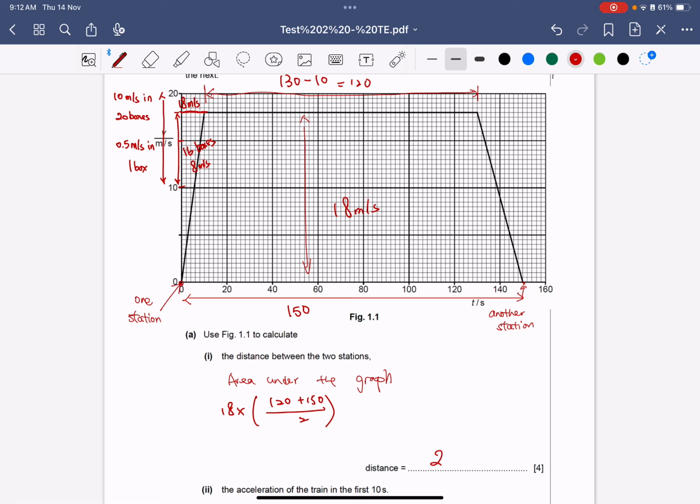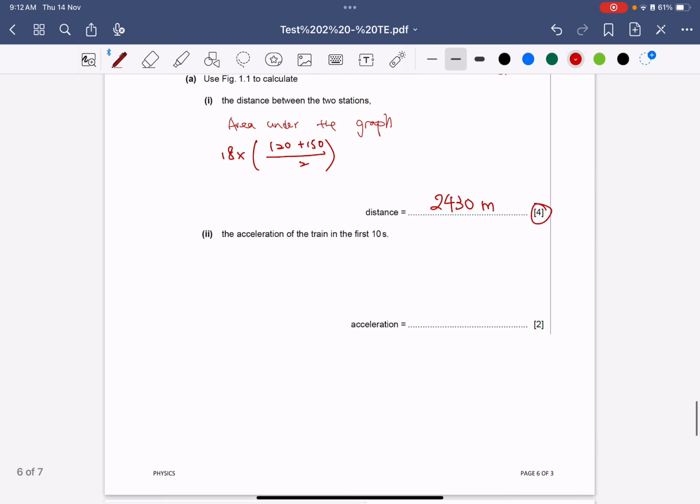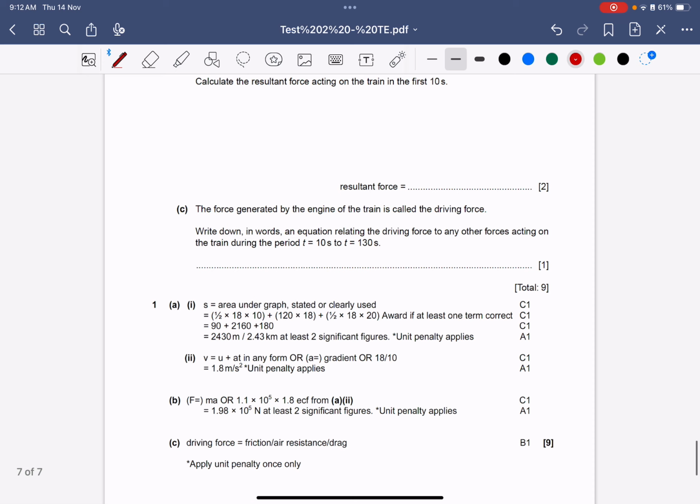Okay, 2430. Unit meter. 4 marks. It's really worth it. Yeah, I can use km. Yeah, it's also fine.